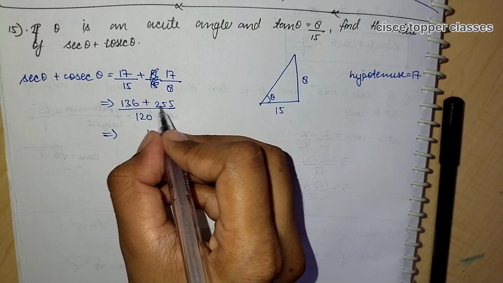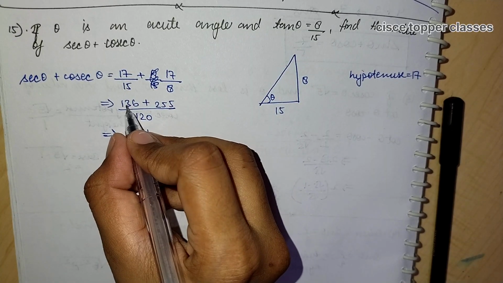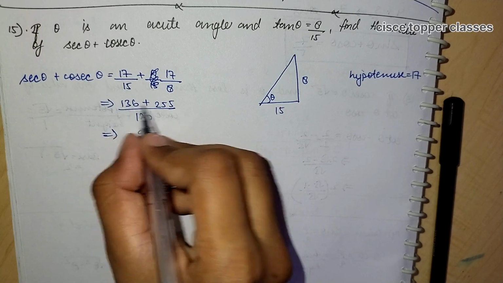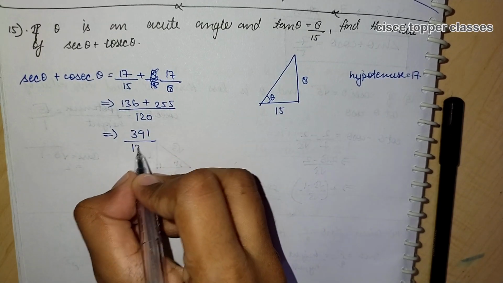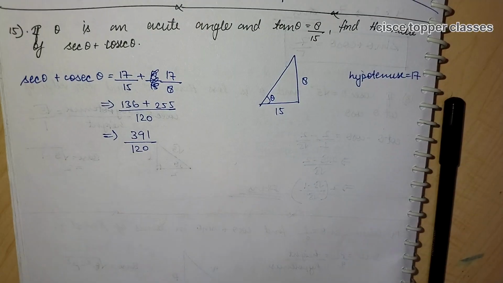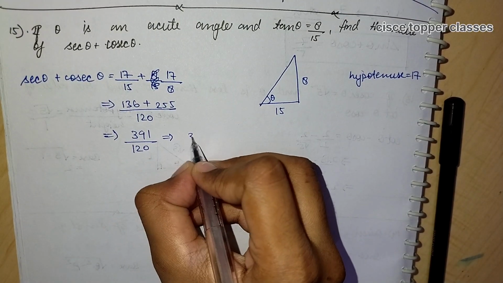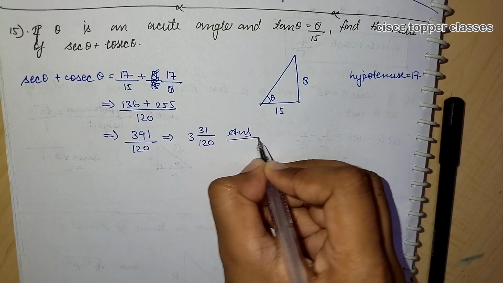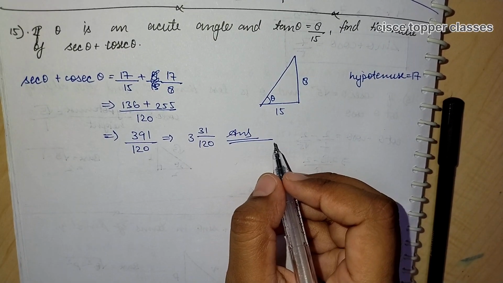So 6 plus 5 will be 11 and here 4. 4 plus 5 will be 9 and this will be 3. So 391 divided by 120. So on calculating this, we can write it as 331 divided by 120. So this is the final answer here in this question. And this is the solution of 15 question.